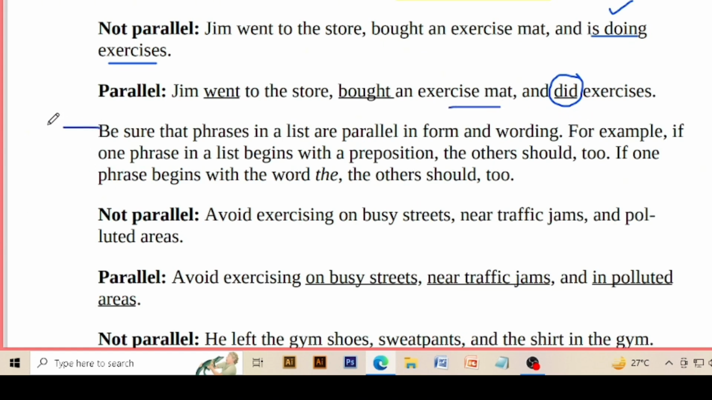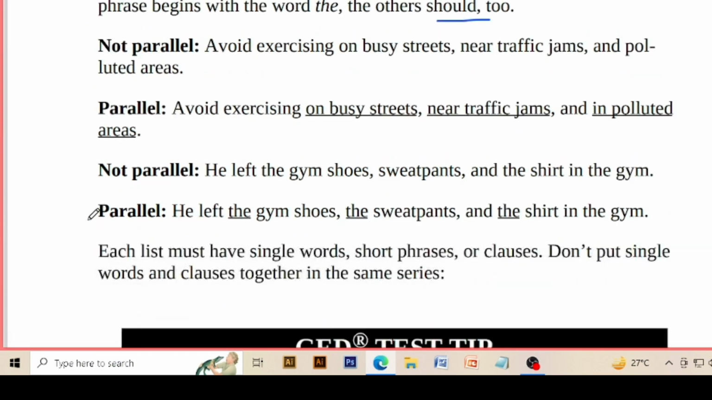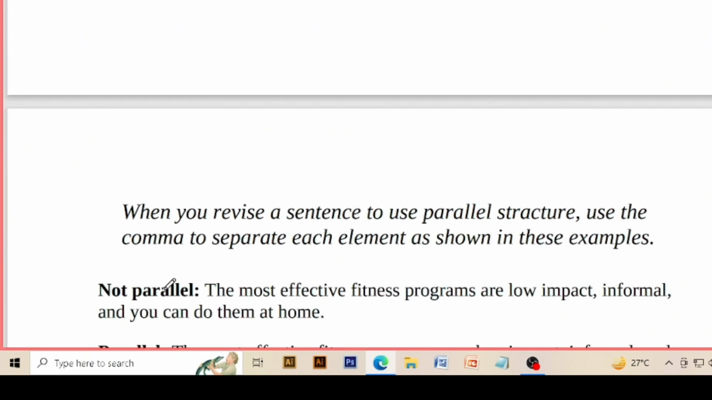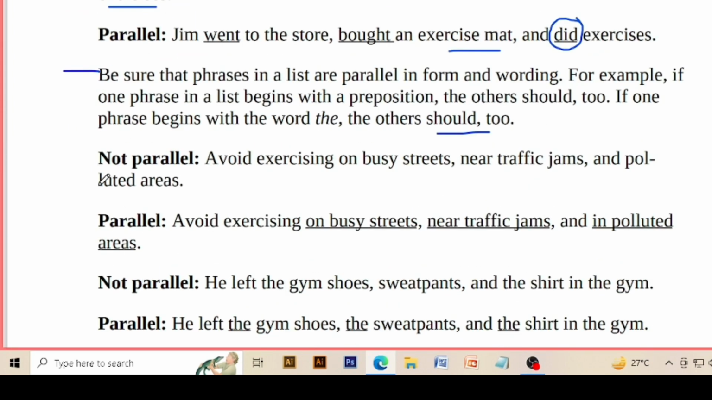Be sure that phrases in the list are parallel in form and wording. For example, if one phrase in a list begins with a preposition, the other should too. If one phrase begins with the word the, the others also should. So more examples, I'll look at examples, then we will start practicing. Non-parallel sentence: Avoid exercising on busy streets, near traffic jams, and polluted areas.